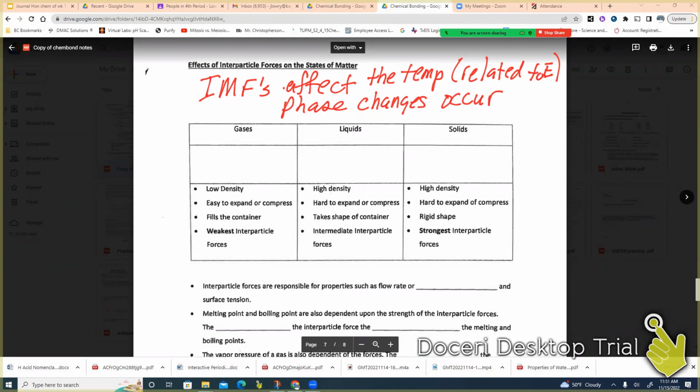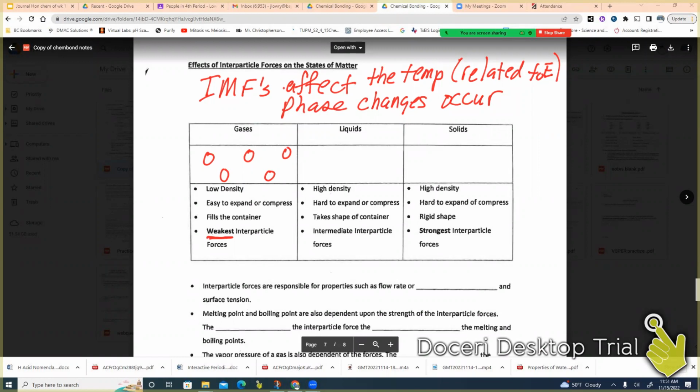All right, so we're going to talk about the three different states. The first one is gases, and here you can just draw a little picture if you want to. They are very spread out. So that means they have the weakest IMF or interparticle force. They have a low density because they spread out so much, and they're easy to compress or expand.